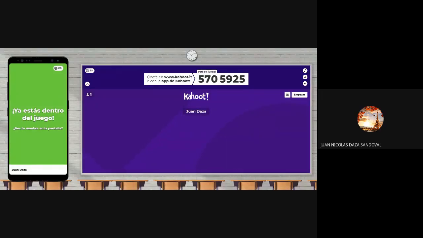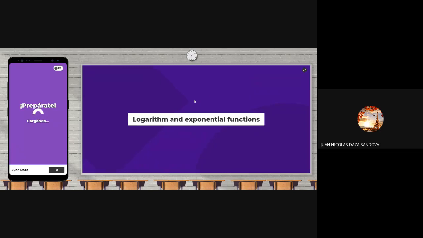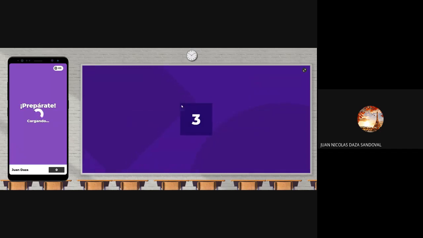Okay, so today I'm here to show you my interactive activity of this unit, of this mid-unit homework. I made a small interactive activity in Kahoot, and I'm going to solve it so you can see it.